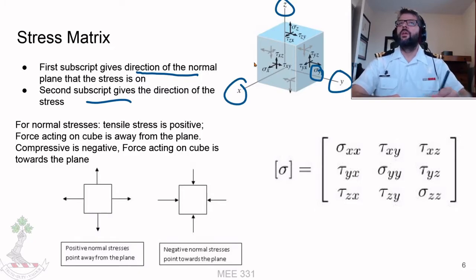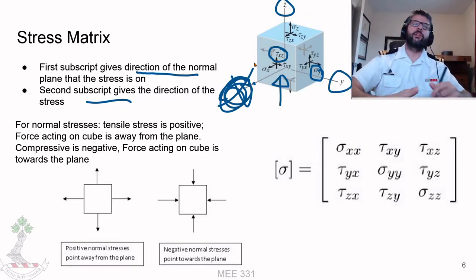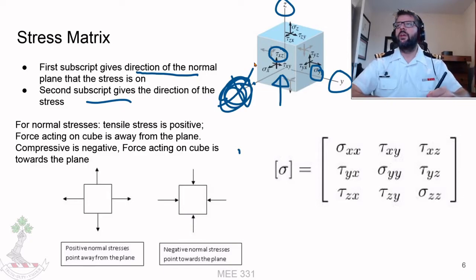Okay. So for our shear stress, for example, we've got here the tau xz. So that's the shear stress. We use tau for shear stress. That is acting on the x face. So the x face is here, and it's acting in the z direction. And again, if it's acting in the positive z direction, it is a positive shear stress. If it was acting in the negative z direction, it would be a negative shear stress.